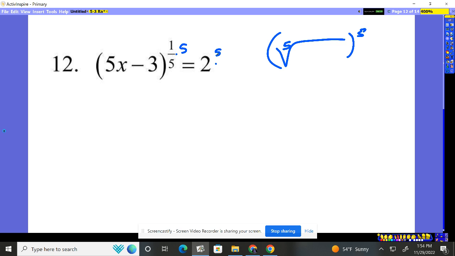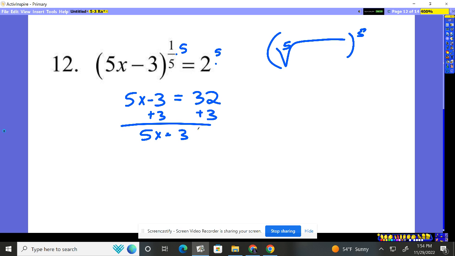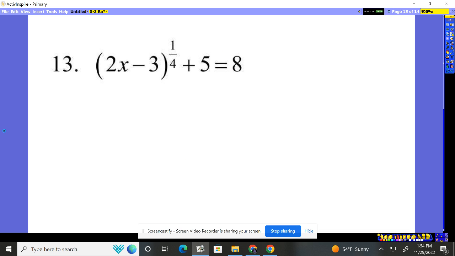That's going to get rid of this and just leave us with 5x minus 3 equals 2 to the 5th, which is 32. I now add my 3. 5x is 35. Divide by 5, you have your answer of 7. All right, let's do one more. We can finish it out here.